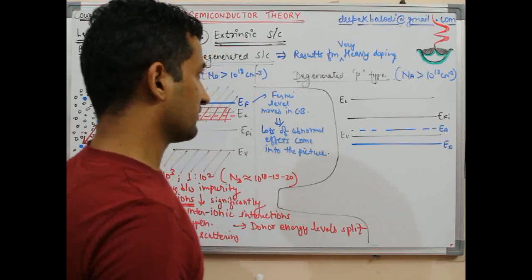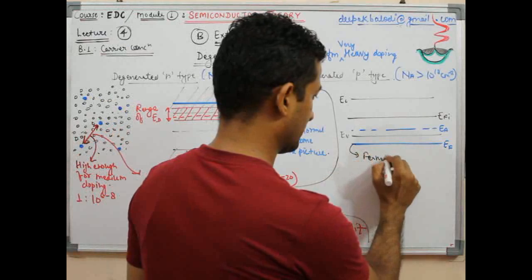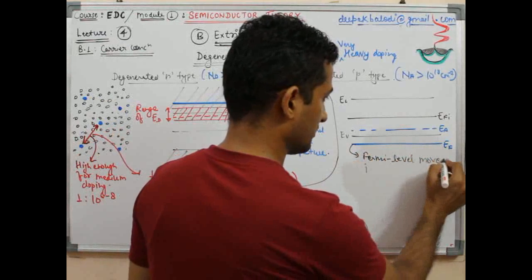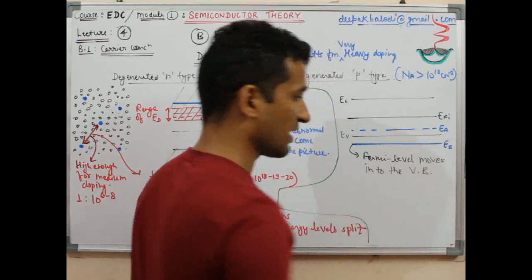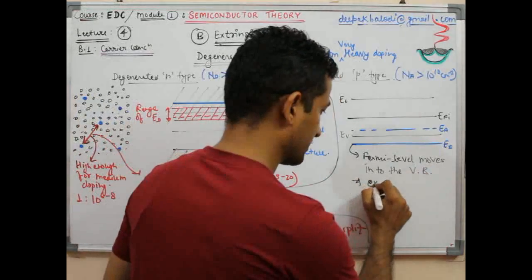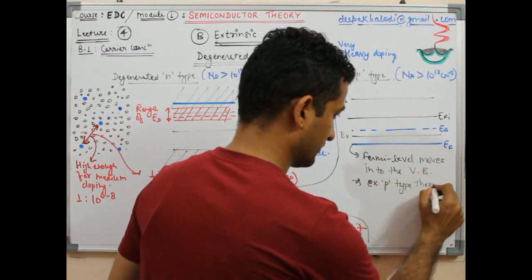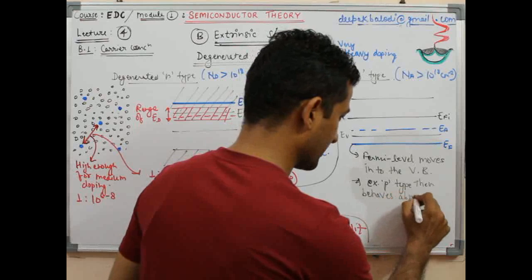For degenerated p-type semiconductor, the Fermi level enters inside the valence band due to the same argument. So again, the Fermi level moves into the valence band. So the extrinsic p-type then behaves abnormally.